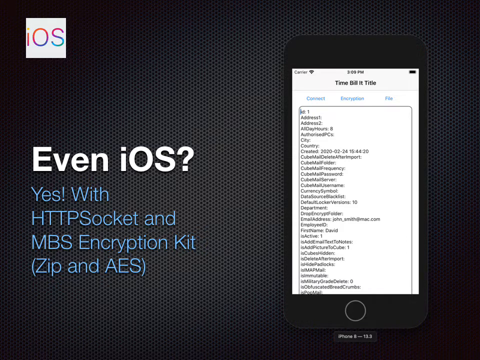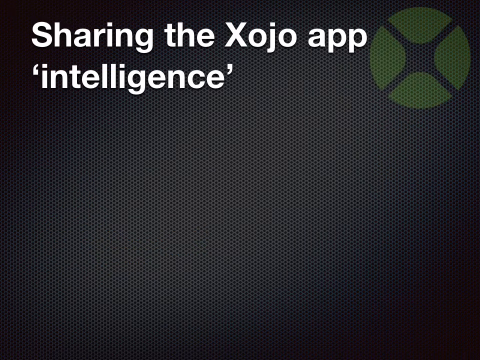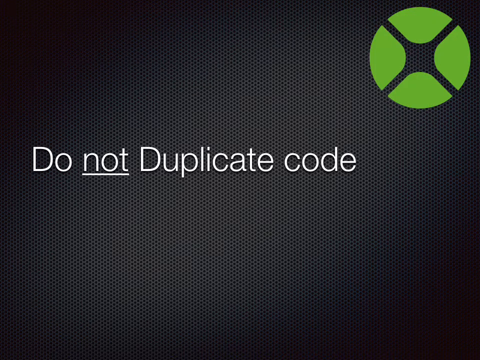Okay, now that we are able to share the data from everything, with whatever environment, desktop, web, or iOS, we're able to access a common set of data. What about the actual app intelligence within the application itself? Well, first a few caveats.